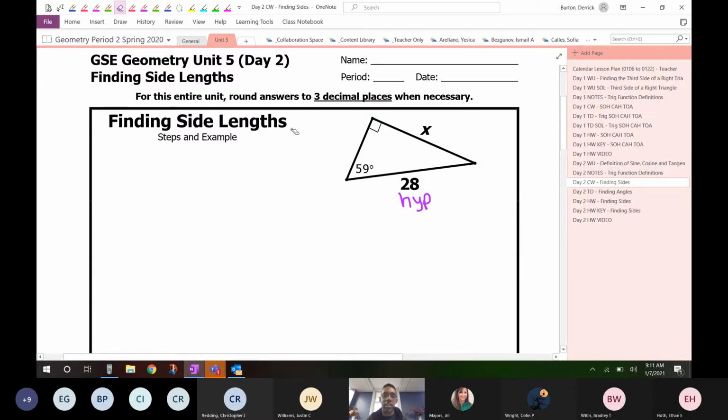So label that. For the other two sides, it depends on what angle you're looking at. Well, they gave us the 59, so let's definitely circle that and draw an arrow pointing away from it. We're pointing to the opposite side. So that's what tells us that this is opposite. That means the other side, which is blank over here, is going to be the adjacent side. And so now we've labeled everything: opposite, adjacent, and hypotenuse.